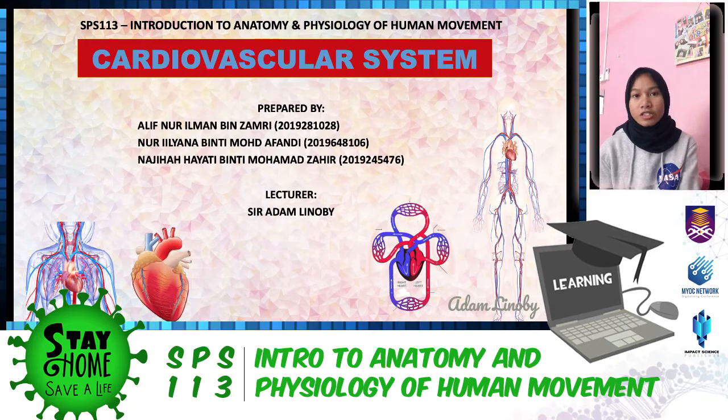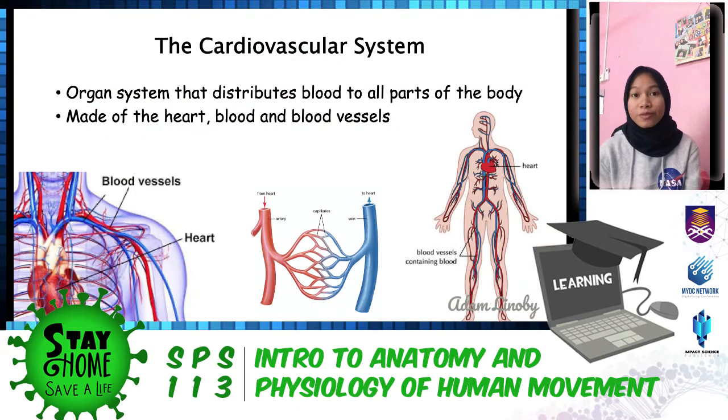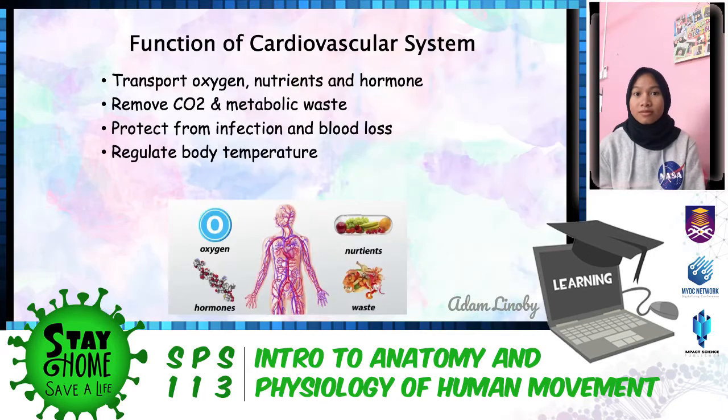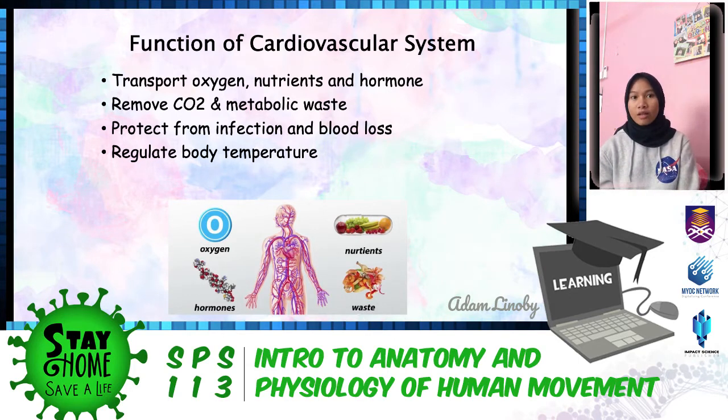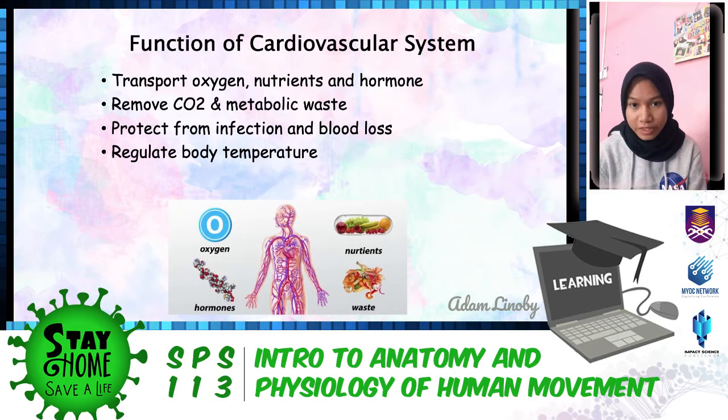The cardiovascular system is an organ system that distributes blood to all parts of the body. To move blood around the body, we need the heart, blood, and blood vessels. This system helps transport oxygen, nutrients, and hormones throughout the body, as well as remove carbon dioxide and metabolic waste. It also helps to protect the body from infection and blood loss, and regulates body temperature.